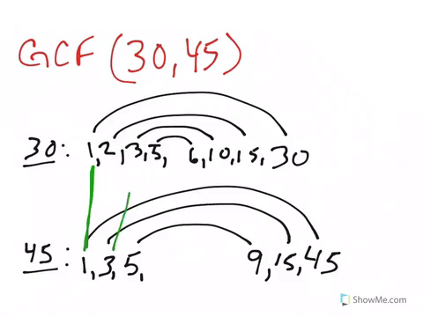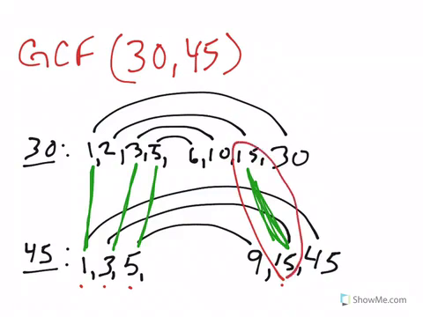1 is a common factor. 3 is a common factor. 5 is a common factor. 6 is not. 10 is not. 15 is a common factor. 30 is not. 45 is not. So then the greatest common factor, there's 1, 3, 5, and 15 are all factors that they have in common, but the greatest of those, the biggest number, is 15. So the greatest common factor of 30 and 45 is then 15.